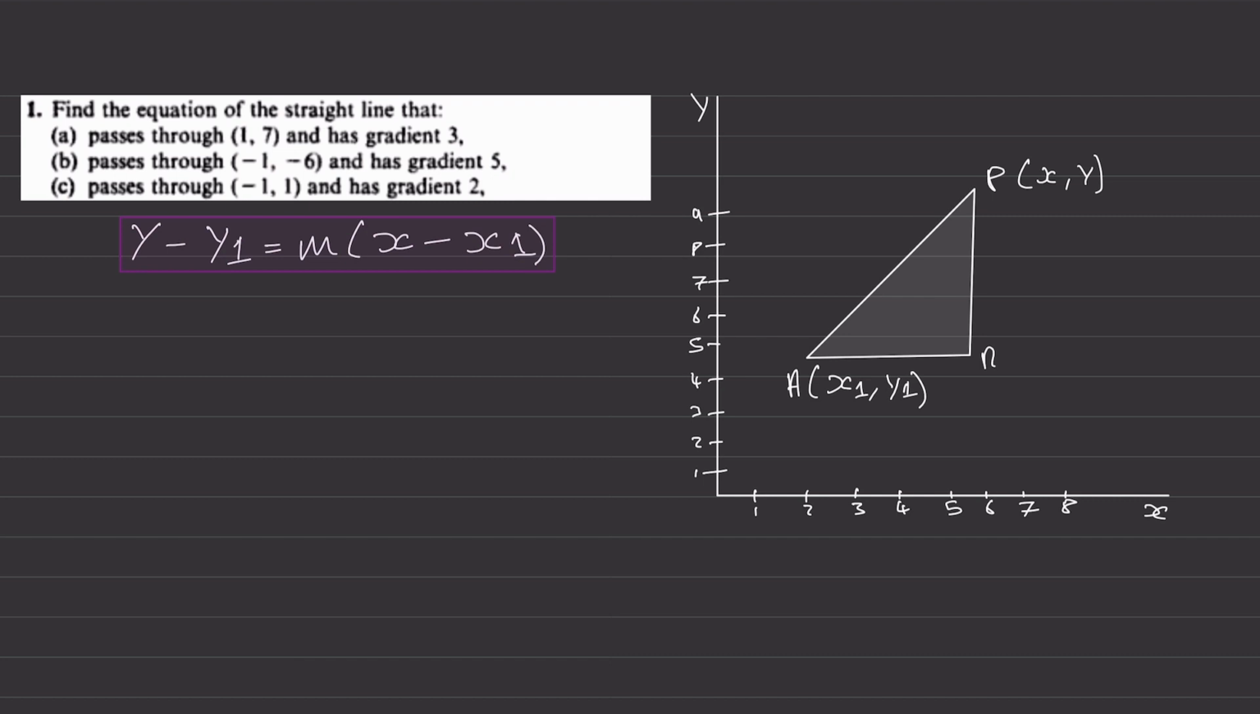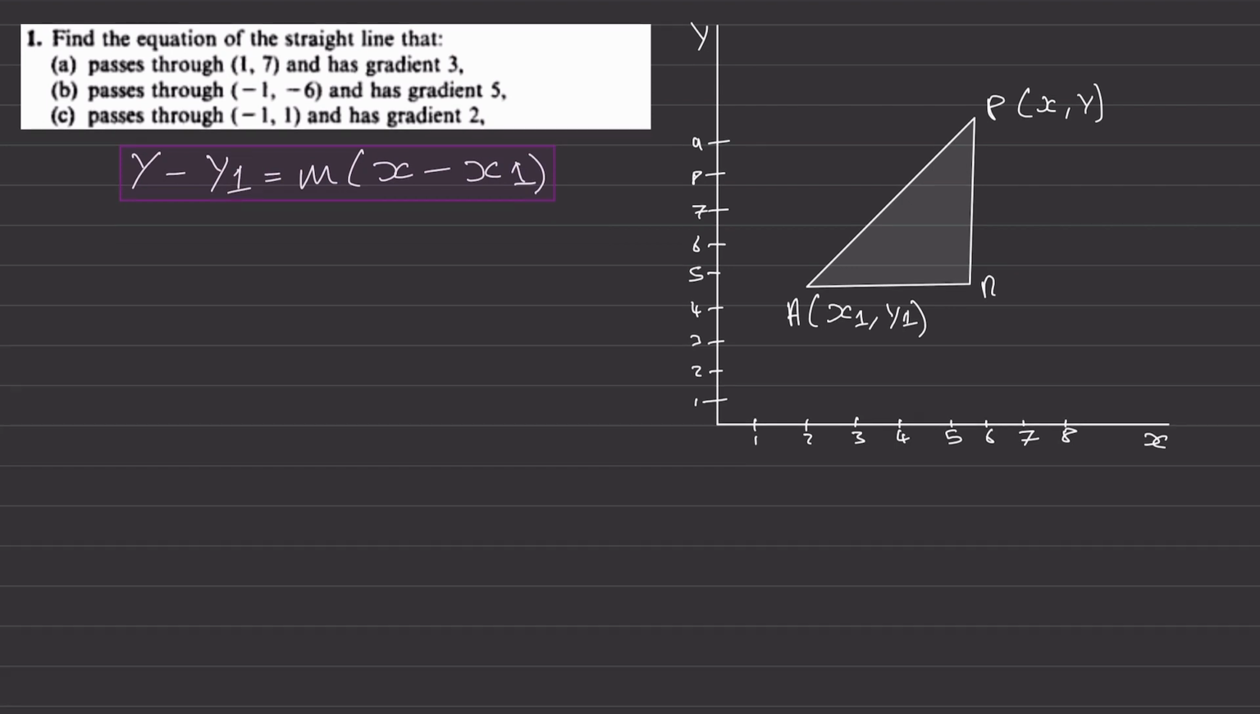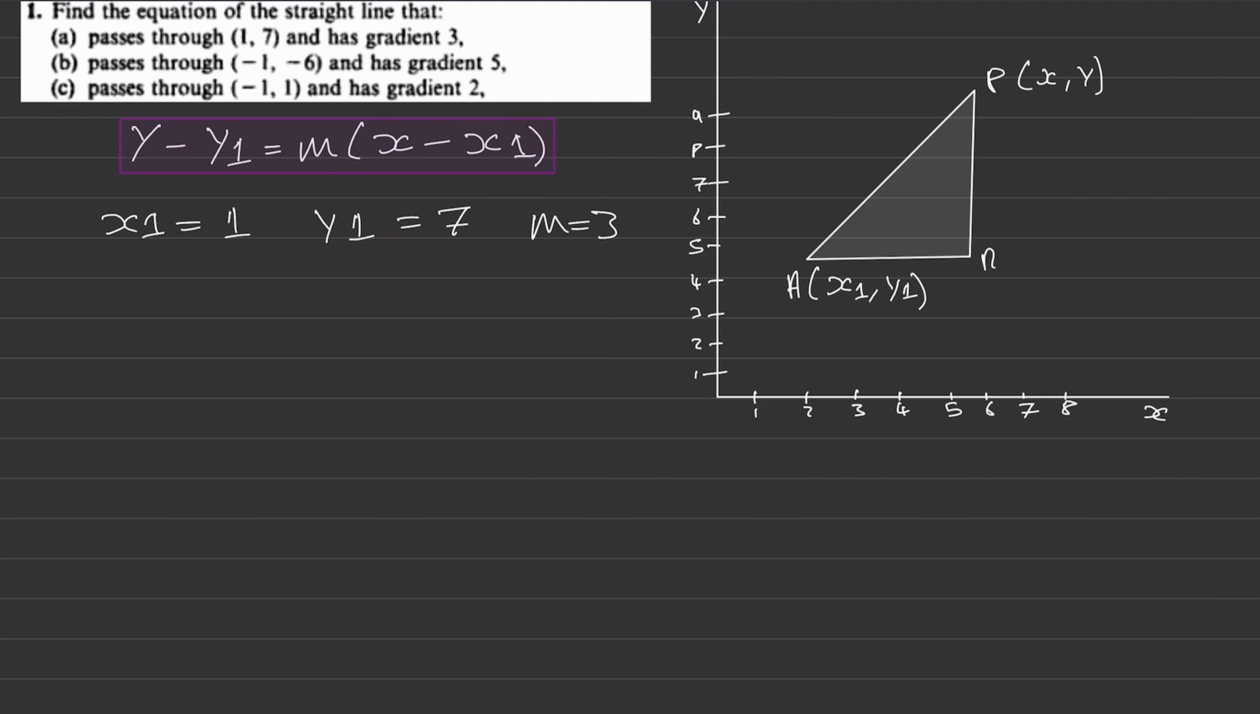We need to find the equation of a straight line that passes through (1, 7) and has gradient 3. We need to label what 1 and 7 are going to be. So 1, which is x, is going to be x1. So x1 is equal to 1, and y1 is equal to 7, and our gradient is m, so m is equal to 3. If we plug in these values, we should be able to get our answer.